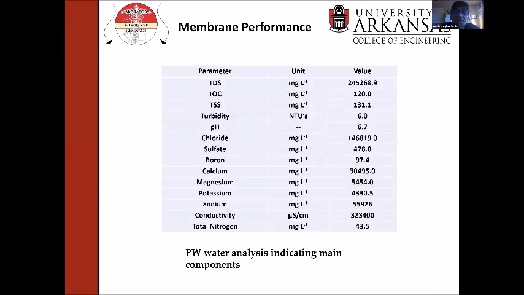So finally, we tested these membranes with the real produced water that we obtained from a commercial facility. The real produced water is far more complicated. As you can see here, here are some of the water analysis parameters. The TDS was very high, 245,000 ppm. It has dissolved organic compounds. The total organic carbon is about 120 milligram per liter. It has suspended colloids and other particulate matter, 131.1 milligram per liter total suspended solids. And then you can see the various major inorganic components that are present in this produced water.